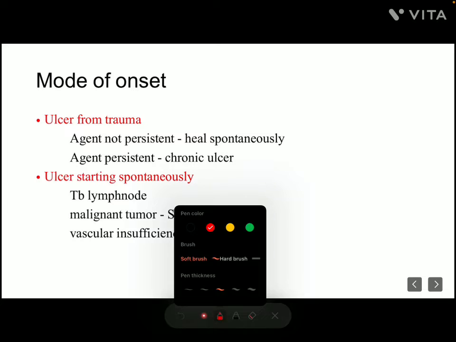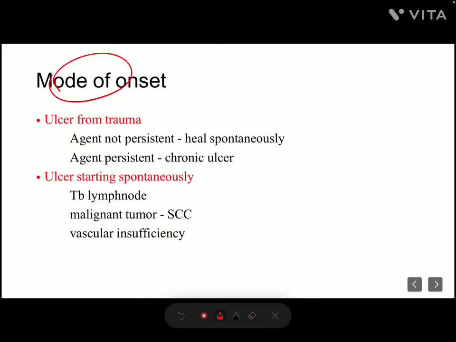Next, mode of onset. So we would like to know whether the ulcer has been preceded by some trauma or whether the ulcer has started spontaneously out of nowhere. Now, when the ulcer is from a trauma, there can be two conditions: when the agent of trauma is not persistent and the one where the agent of trauma is persistent. Obviously, if the agent causing trauma is not persistent, the ulcer is going to heal, right?